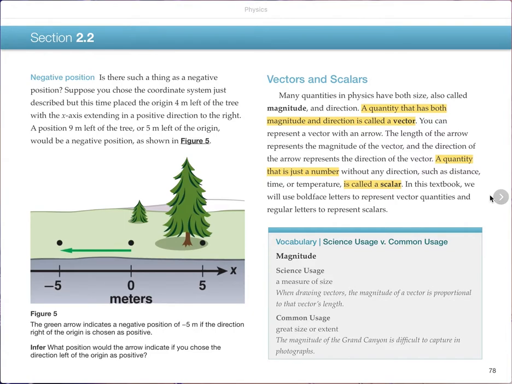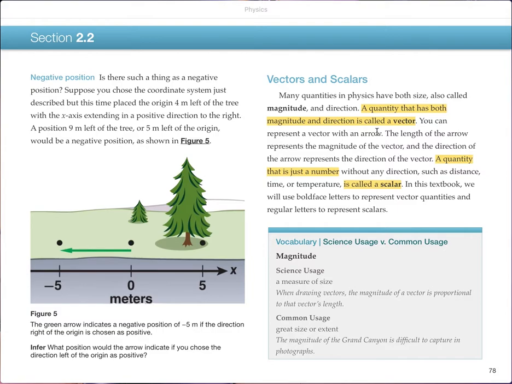So there's two kinds of quantities in physics. There's what's called a vector and a scalar. A vector, for example, what you just saw with the position, is a quantity that has both magnitude and direction. In other words, it has a certain length and it points in a certain direction. For example, this is a vector here, and it has a certain length, and in this case, it points to the left. So this would indicate that the person was moving towards the left.